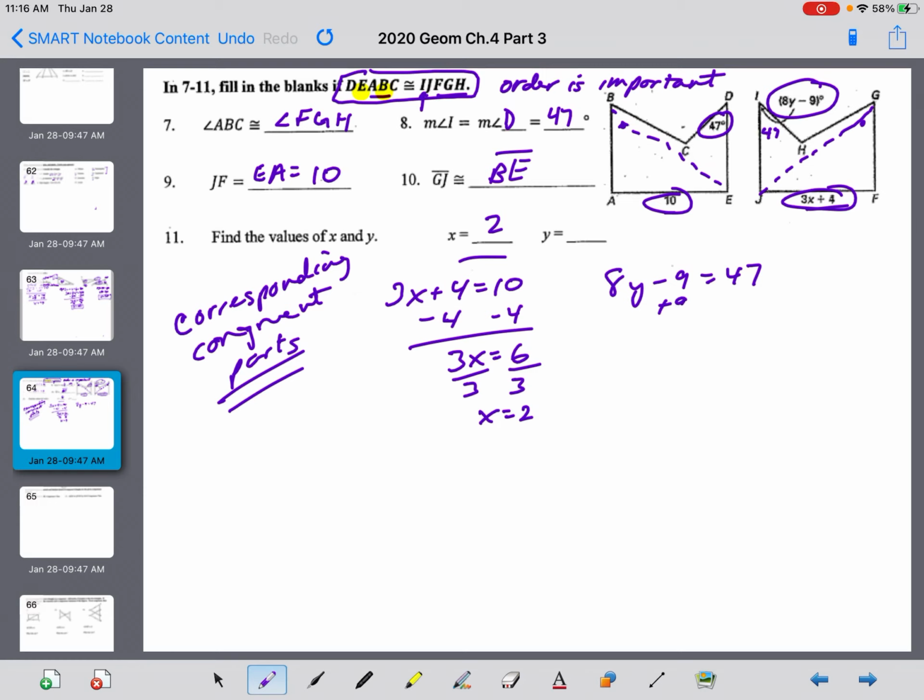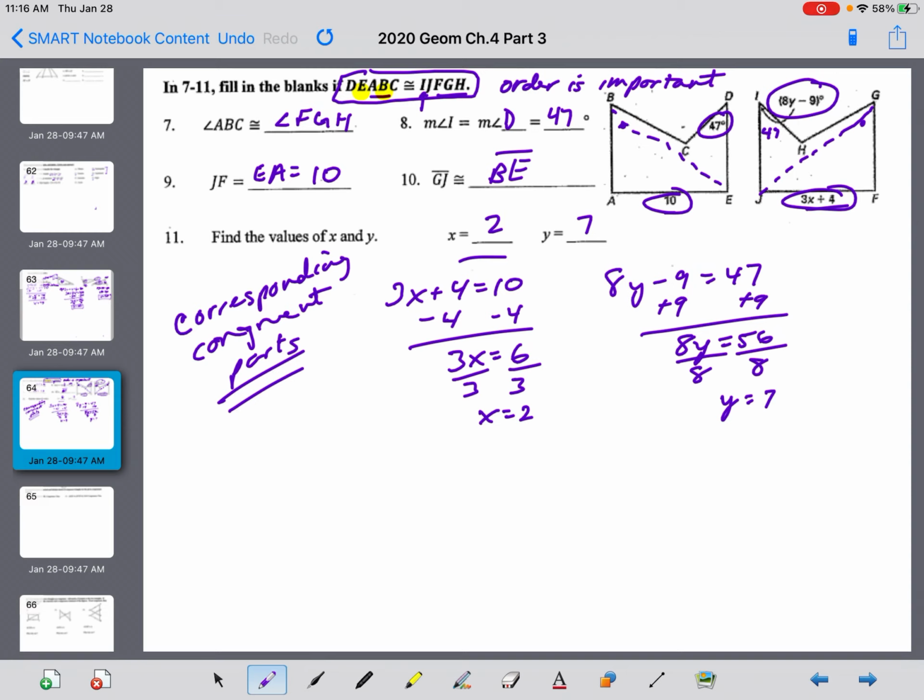All right, finish solving this one. Add 9. You get 8y equals 56. 56 divided by 8 is 7. 7 times 8 is 56. So those two shapes, they're pentagons actually. They're not triangles. Most of this chapter has been about triangles, but it's also about anything that's congruent has to have matching parts and corresponding congruent parts.